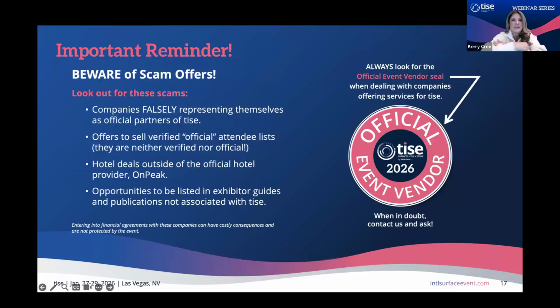Just a quick reminder, be aware of scammers. This could be anybody, any company who falsely represents themselves as tise partners or vendors, people or companies selling official vendor lists, hotel third-party vendors, and there's a lot more, but those are some of the main ones. If you do not see the official tise vendor seal, then it is recommended that you do not do business with them. Next slide.